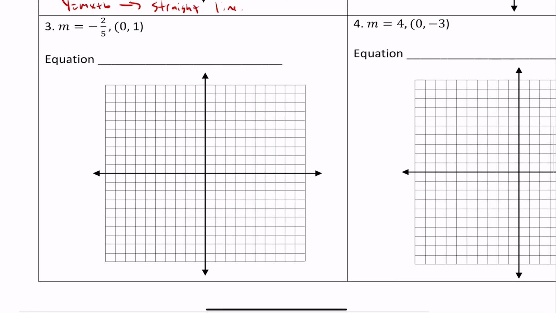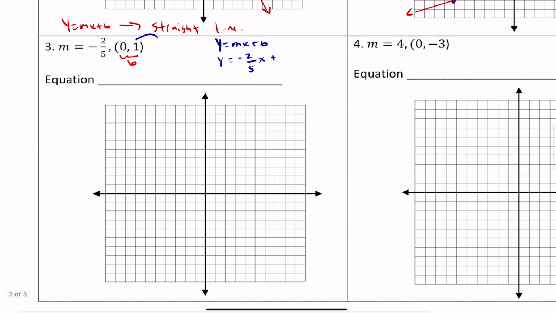Ooh, this one right here. So this (0, 1) is just b, right? So y equals mx plus b. So y equals -2/5. Slap on the x plus, well, do I put 0 or 1? This is what we're going to put, the 1. So this is my equation, y equals -2/5 x plus 1.